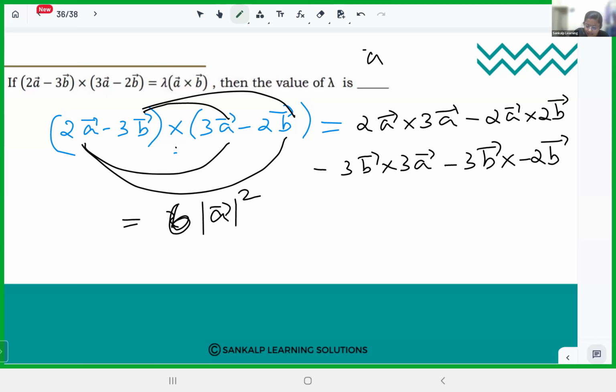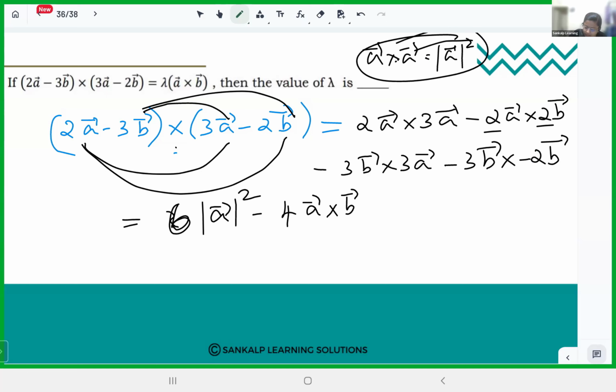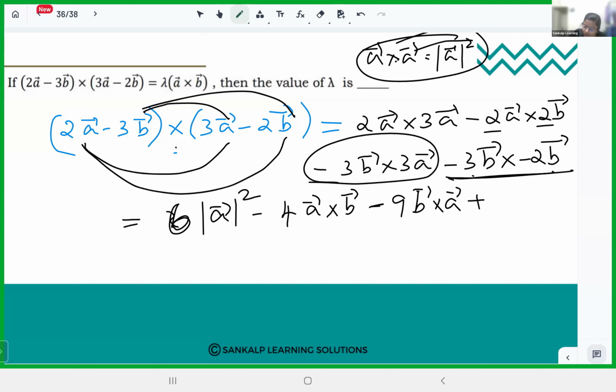We know vector a into vector a can be written as magnitude of vector a square, right? So this can be written as magnitude of vector a square minus 2 into 2 is 4. So 4 into a cross b. Then minus 9 into b cross a. Then this can be written as plus 3 into 2 is 6 into magnitude of b square. b into vector b is magnitude of b square.